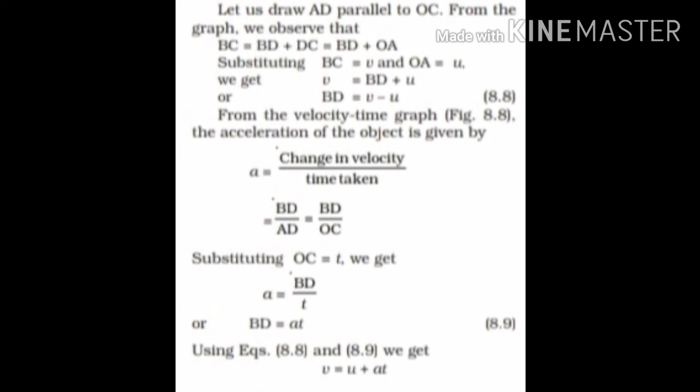From the velocity time graph, the acceleration of the object is given by a is equal to change in velocity by time taken, that we know very well. For change in velocity, we write BD by AD, which is equal to BD by OC. Substituting OC is equal to t, we get a is equal to BD by t, or BD is equal to at. Using equations 8.8 and 8.9, we get v is equal to u plus at. This is the first equation of motion.